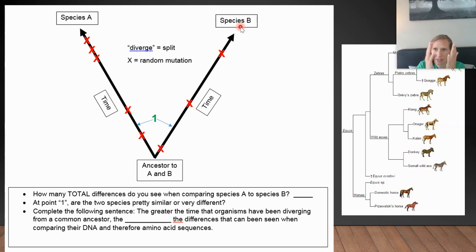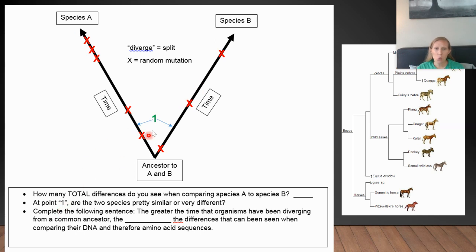If we trace back in time to the common ancestor, think of these as timelines. It says, how many total differences do you see when you compare species A to species B? Well, if we know that over time random mutations happen and natural selection selects for differences, let's count up the number of mutations that happened. For species B, over time, 1, 2, 3 mutations. For species A, 1, 2, 3, 4, 5 mutations. So collectively, there's 8 differences between the two of them.